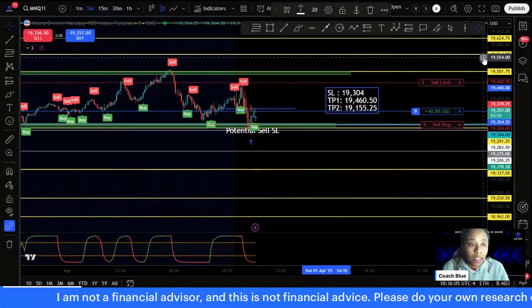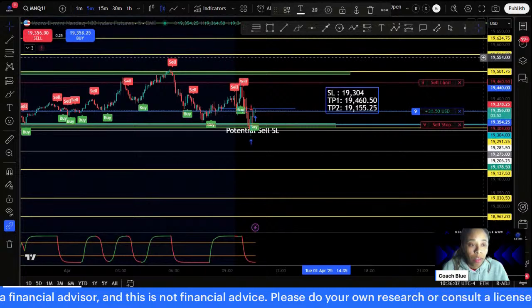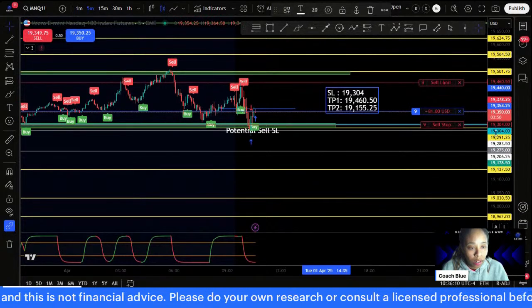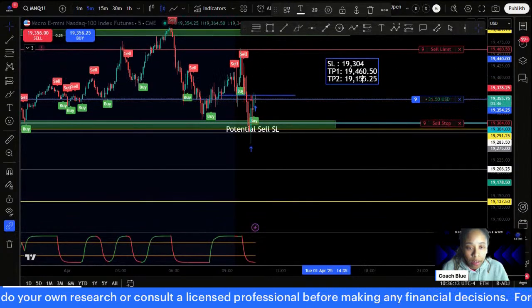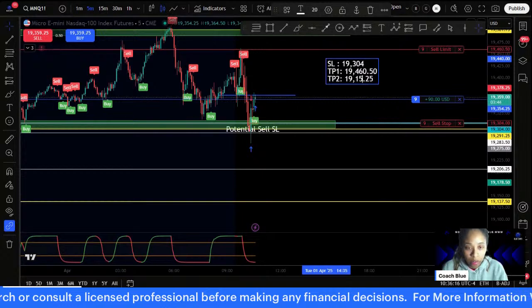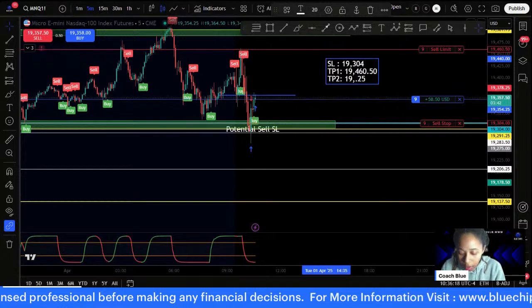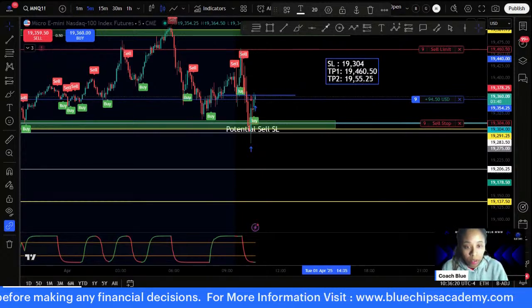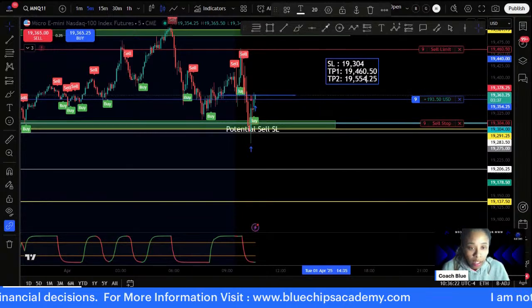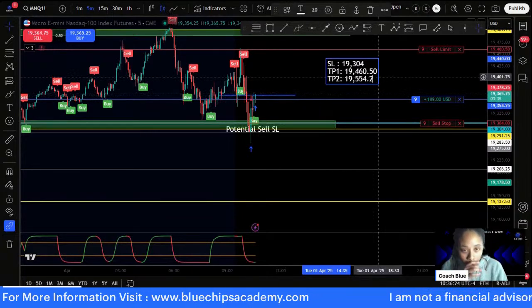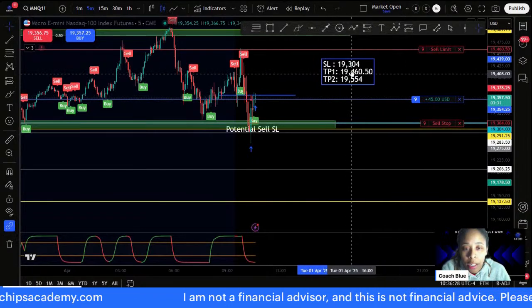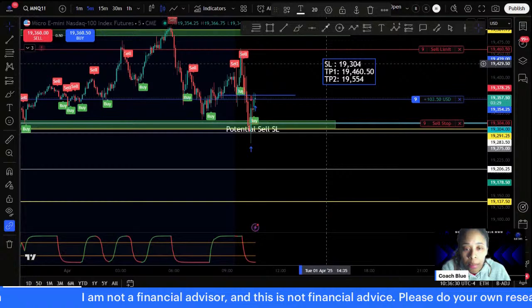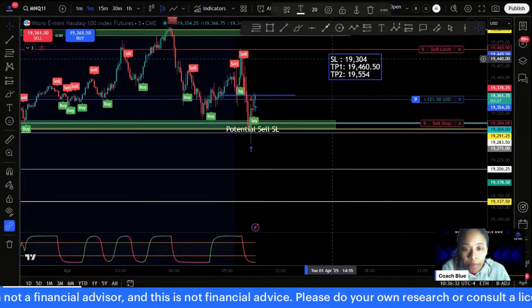And then TP2 would probably be 19,554. Oops, too many fives. All right, so that's what we're looking at for that. Those are my two levels right there. So we got stop loss, take profit, and TP1 and TP2 for the buy.